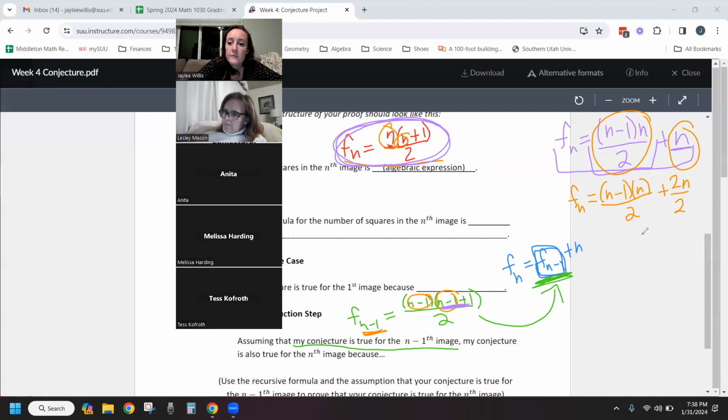And it might also make it a little easier if we use the distributive property so that we don't have these parentheses. Because ultimately we do want parentheses, but we want the parentheses of n times n plus 1, not n minus 1 times n. So if we write this as n squared minus n plus 2n all over 2. Is everybody good with that part?